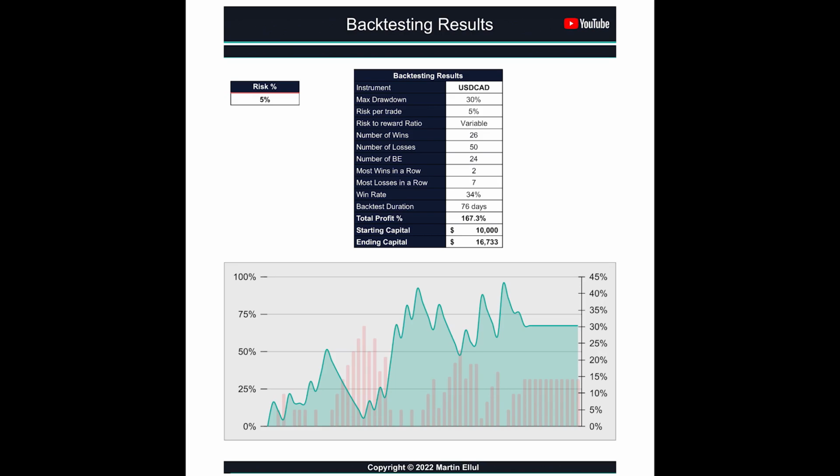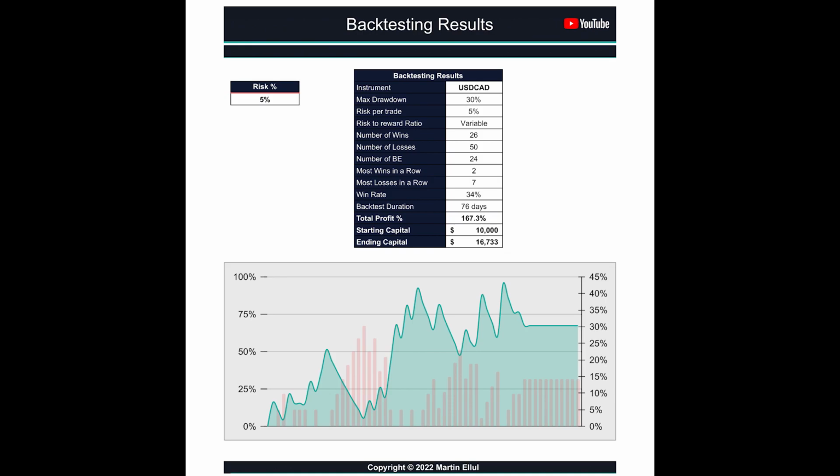There you go, guys. So we had a maximum drawdown of 30%. We were risking 5% per trade. The risk to reward ratio was a minimum of 1 to 2. We had 26 wins, 50 losses, and 24 trades that ended up break even. We had a maximum of 2 wins in a row and a maximum of 7 losses in a row. So that gives us a win rate of 34% over 76 days.